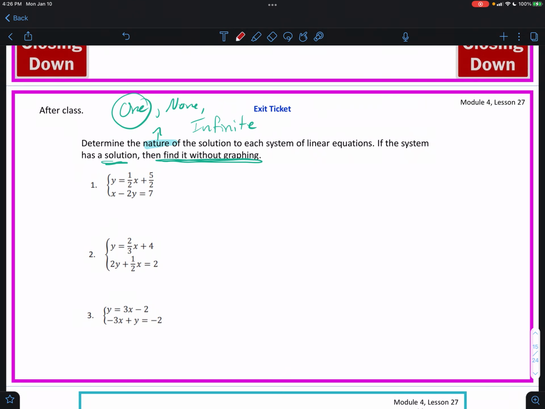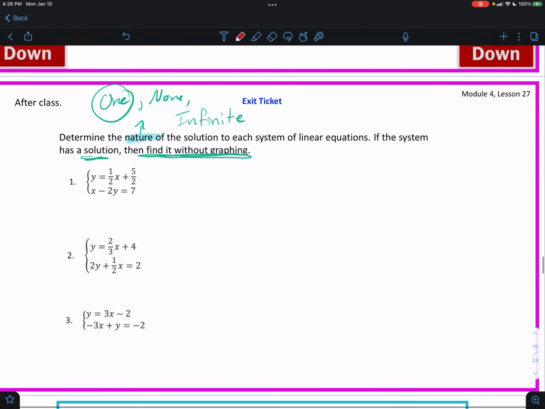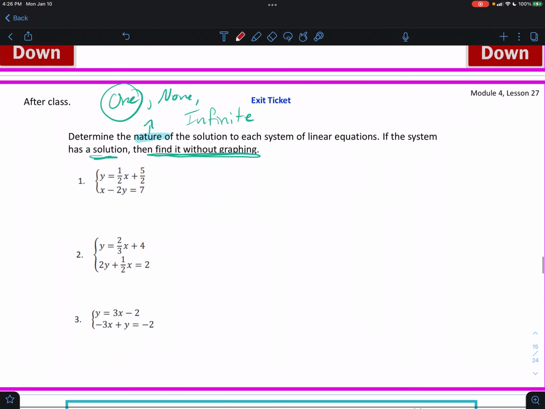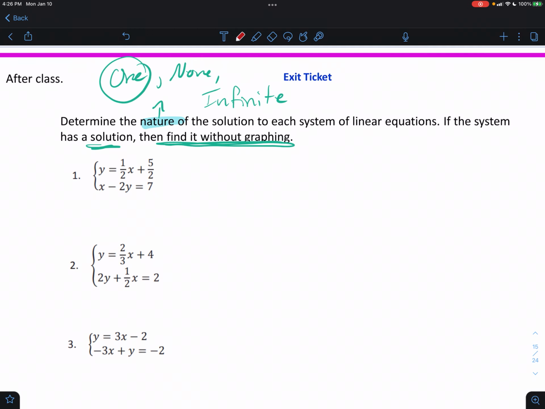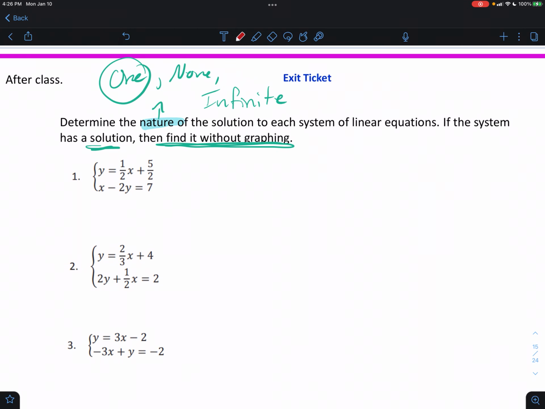Hello, this is the exit ticket for Module 4, Lesson 27, and I got an email about this assignment. The directions said determine the nature of the solution to each system of linear equations. We talked about how the nature means: does it have one solution, no solution, or infinite solutions? If the system has a solution, then find it without graphing. Hint there, without graphing, meaning algebraically.